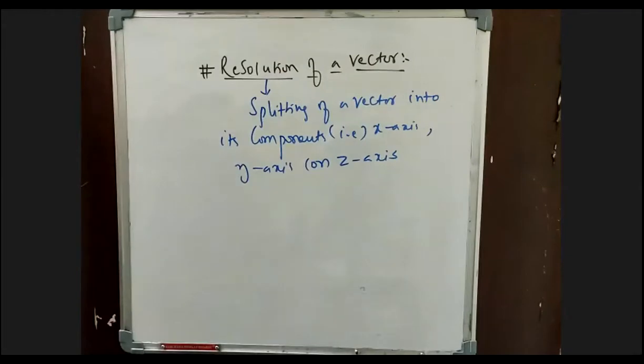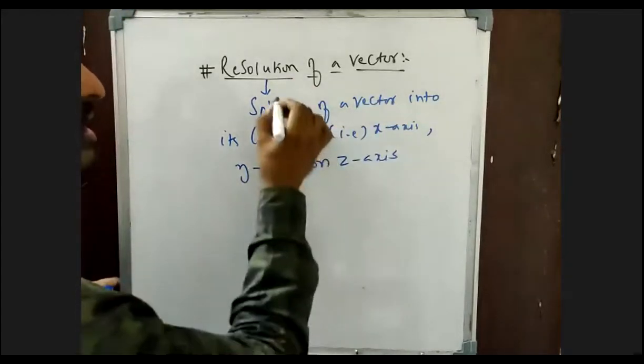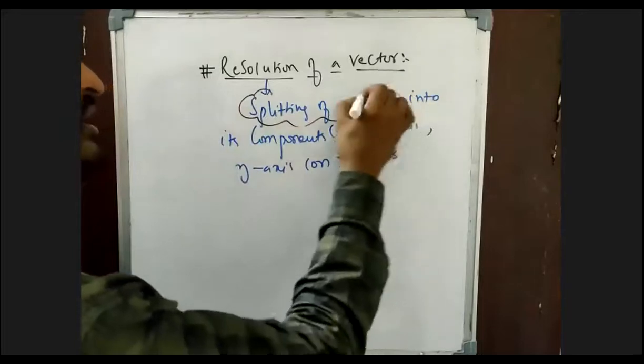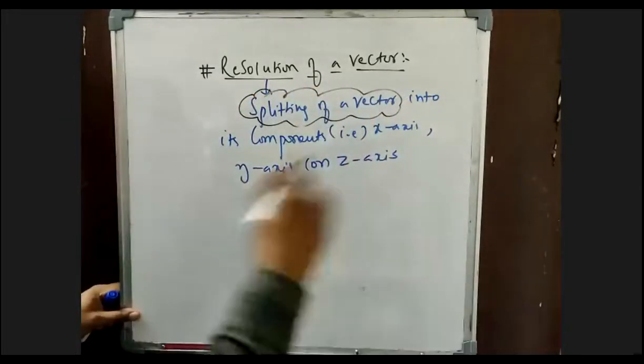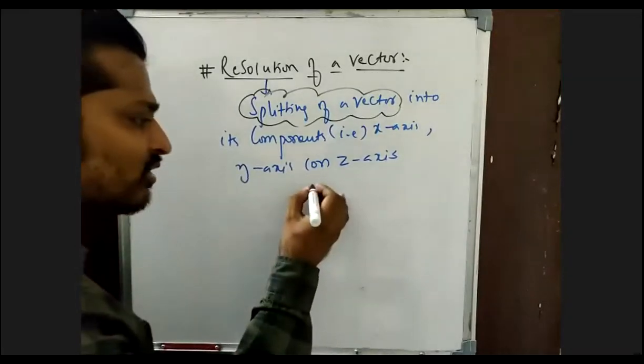We can split the vector along the x-axis, y-axis, or z-axis, depending on whether it is in one dimension, two dimensions, or three dimensions. Now see how we are doing this. What do you mean by resolution of a vector? Splitting of a vector, that means dividing the vector into x component and y component, or x, y, and z components, is known as resolution of the vector.